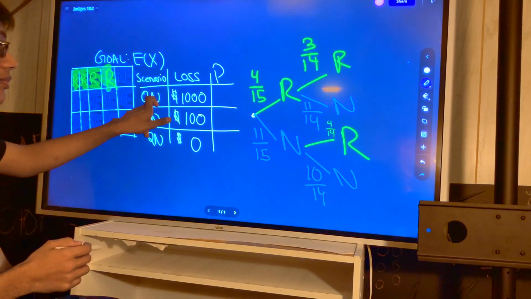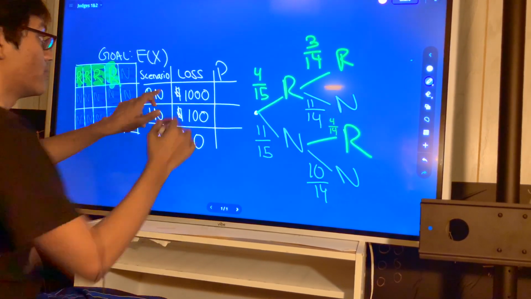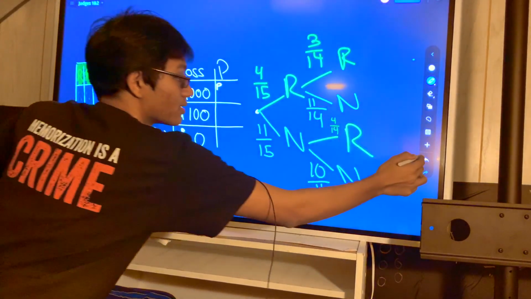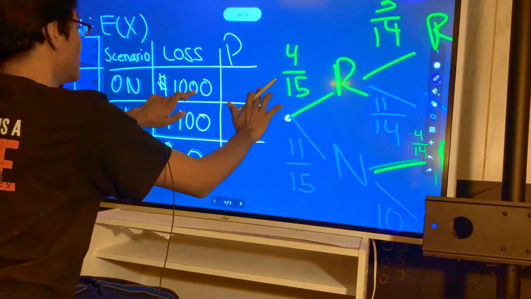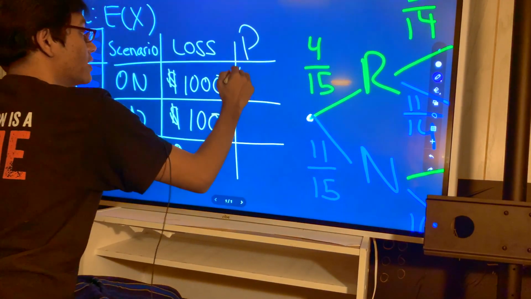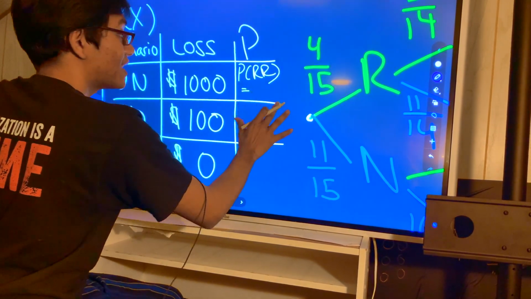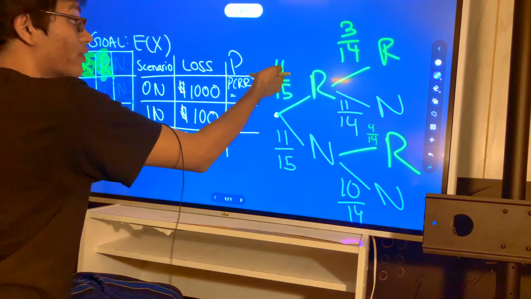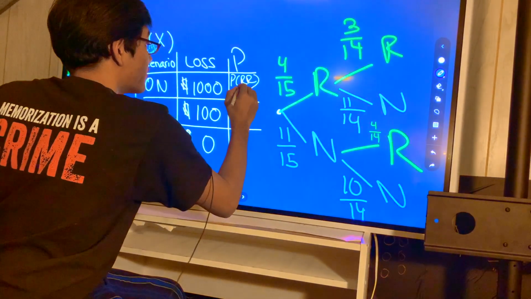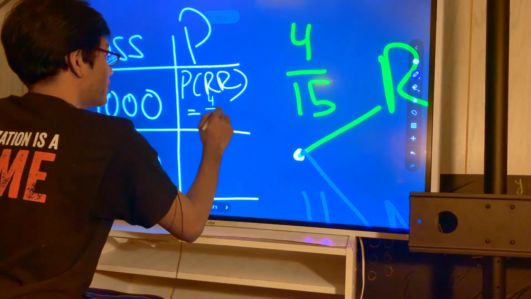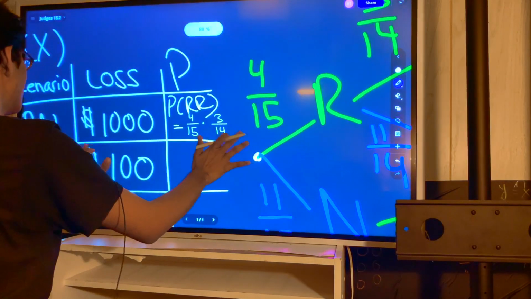So now what we can do is come over here and write down our probabilities. So what's the probability of 0 news? Well, 0 news means double refurbished. That's the probability. If you ship 0 news, essentially what you're shipping is 2 refurbished. Okay, so what's that going to be? Well, it's 4 over 15 times 3 over 14.